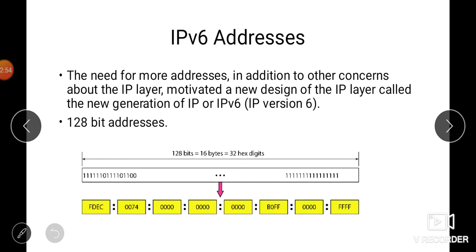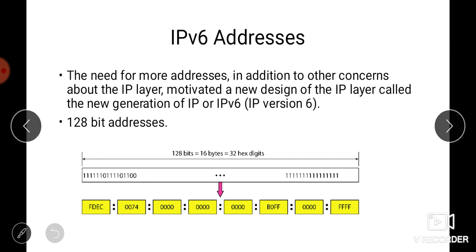Next we have IPv6 addresses. We have seen IPv4. The size of an IPv4 address is 32 bits, so we can have only 2 power 32 addresses. What if we need more than 2 power 32 addresses? For that IPv6 is designed. It is already designed, but we are still not using it; in future we may use IPv6 addresses.